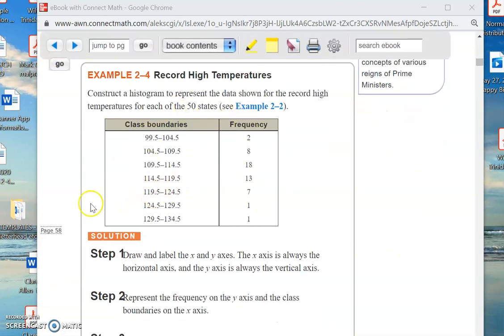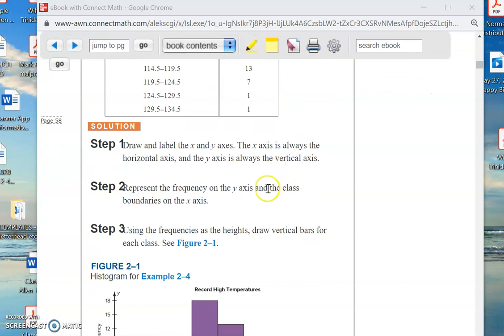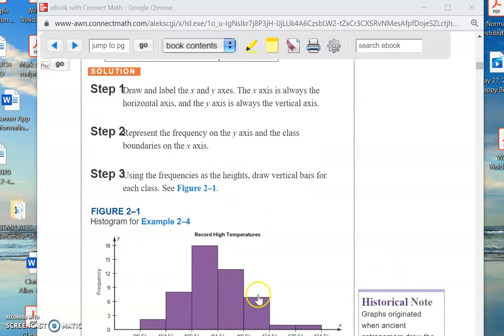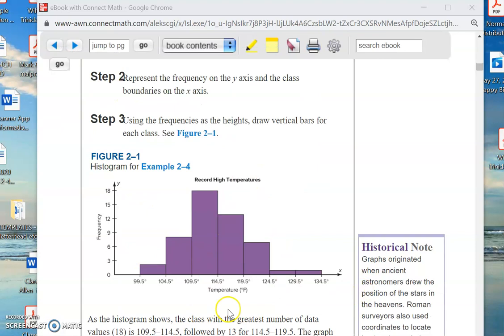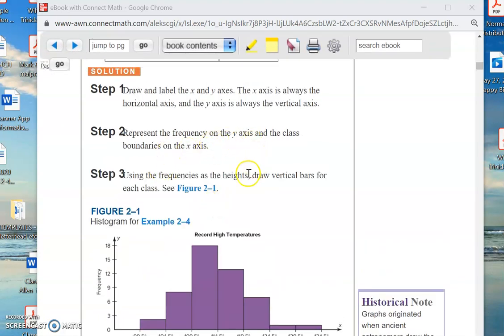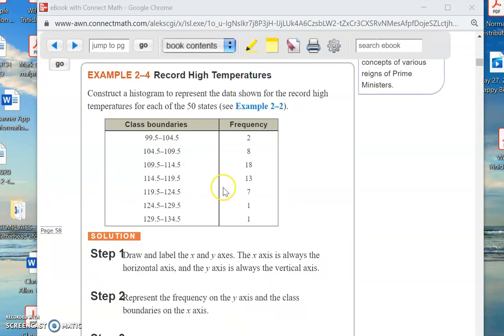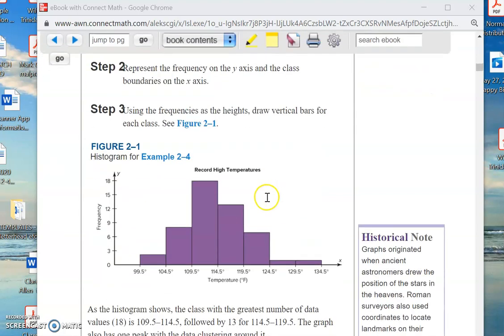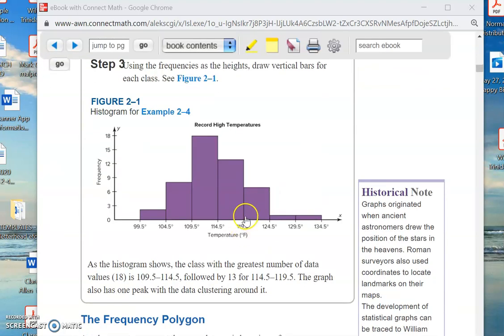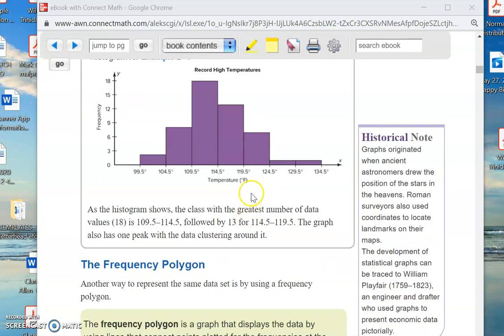So here's the data that we looked at before for high temperatures. Here's the frequency. You look at this, a little bit hard to kind of get your arms around it. Okay, so here's the algorithm. It's very, very straightforward. You just draw and label the X and Y axis. You represent the frequency on the Y axis. So how many of these do we have? How many times does it occur? That's the Y axis. And then the X axis is the class boundaries. Okay. All right, so hopefully you looked at that in your book. I don't think there's really anything I can add to it. I think it's pretty darn clear.